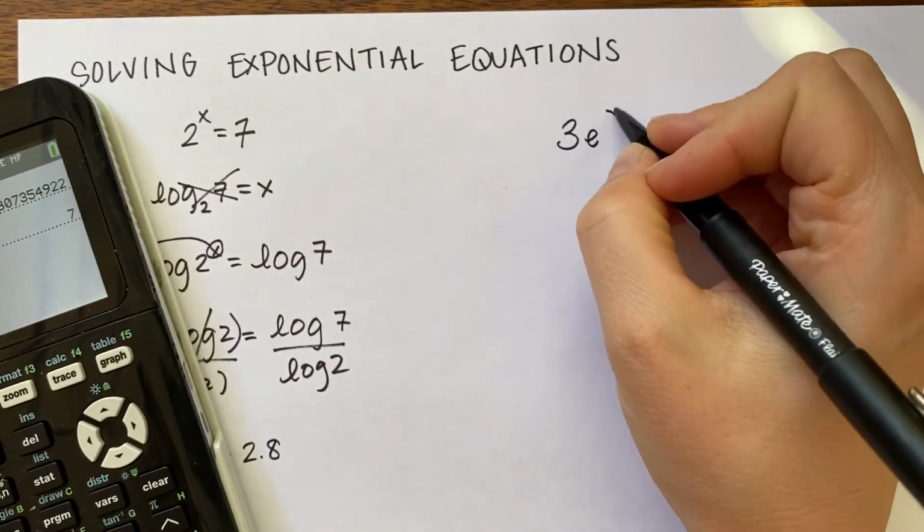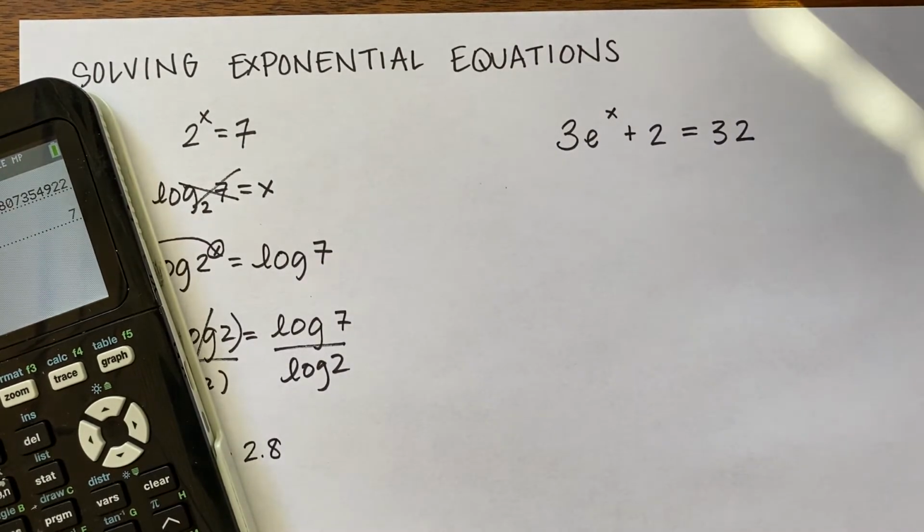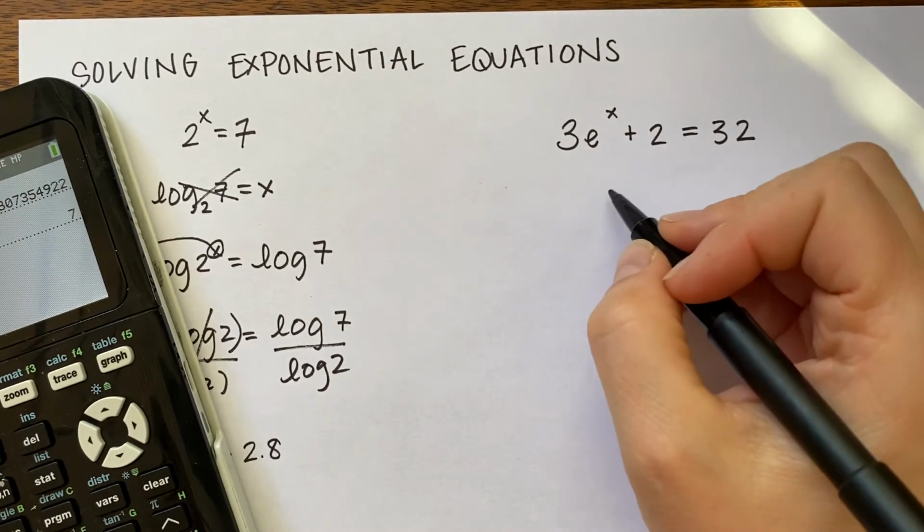Now, we're going to try a slightly more complicated problem. 3 times e to the x plus 2 is equal to 32. Now your eyes may be bugging out of your head right now, but don't worry. The logic of what we're going to do is exactly the same. We need to get the exponent by itself. I'm going to subtract 2 from both sides.